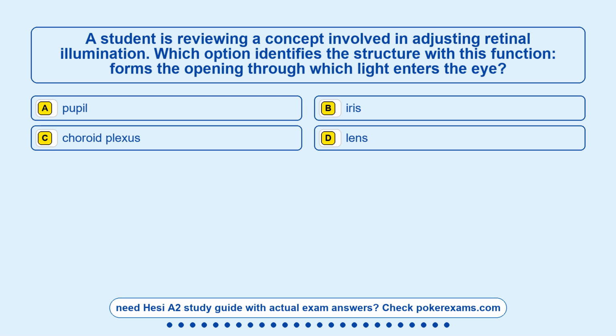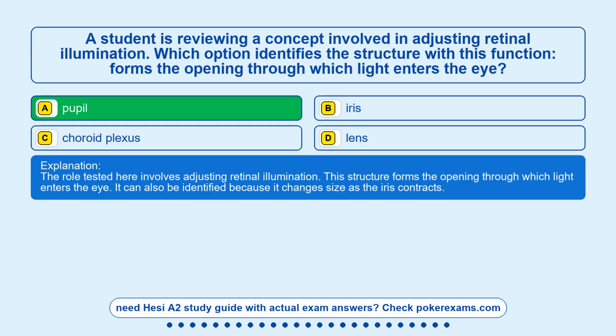Question 20. A student is reviewing a concept involved in adjusting retinal illumination. Which option identifies the structure with this function, forms the opening through which light enters the eye? Option A, pupil. Option B, iris. Option C, choroid plexus. Option D, lens. The correct answer is option A, pupil.